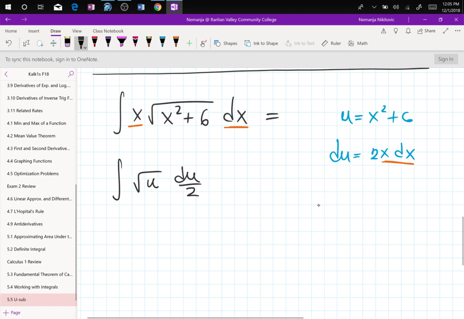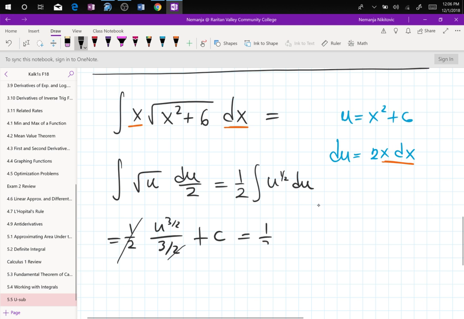So x dx is equal to du over 2. And you have the root of u. You assign x squared plus 6 to be u. Hey, we keep this half in front of the integral and just deal with the very basic. So I have 1/2 integral of u to the half du. 1/2, add 1. u to the 3/2 over 3/2 plus c. The half and a 2 will cancel over here. So we have 1/3 times x squared plus 6 to the 3/2 plus c.